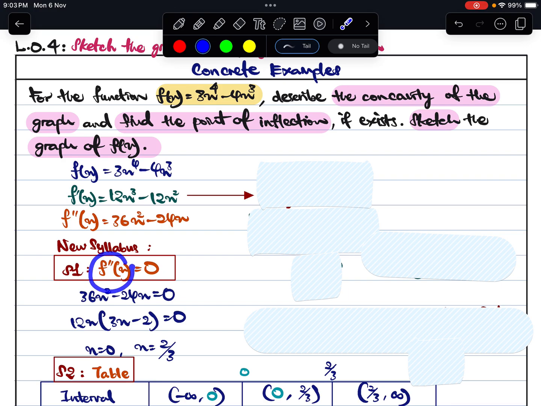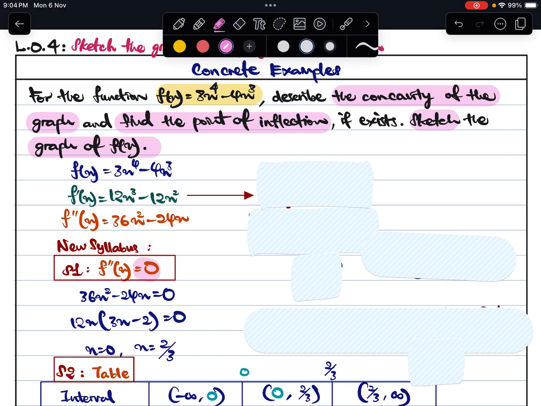Before you go finding the second derivative, you must know what your first derivative is, isn't it? Your first derivative is 12x cubed minus 12x squared. After you have found your first derivative, you can go on with the second one. The second derivative will give you 36x squared minus 24x. And then there you go, your first step. Make sure you will always equate it to 0.